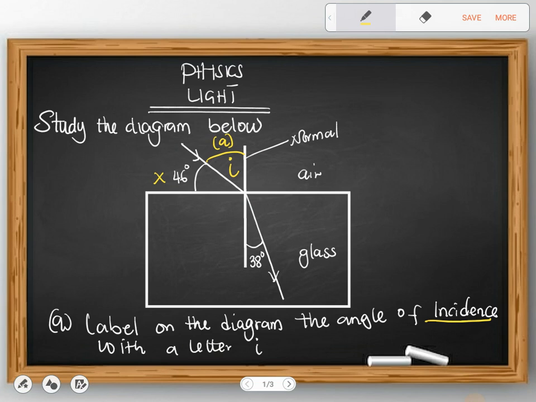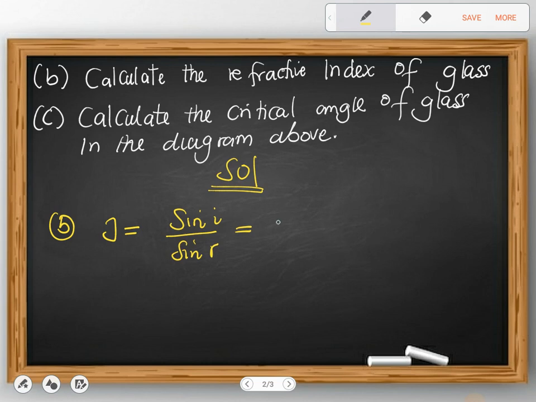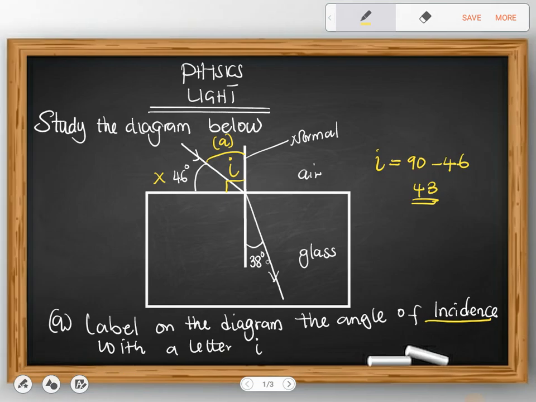The moment we have the word normal, it is perpendicular to the surface, and the angle being formed there will be 90 degrees. So if this angle is 46, what would be that angle? So I is 90 minus 46. So that gives us 44. So I is 44. So we are saying sine 44 degrees over r, which is the angle of reflection, the angle between the normal and the reflected ray.